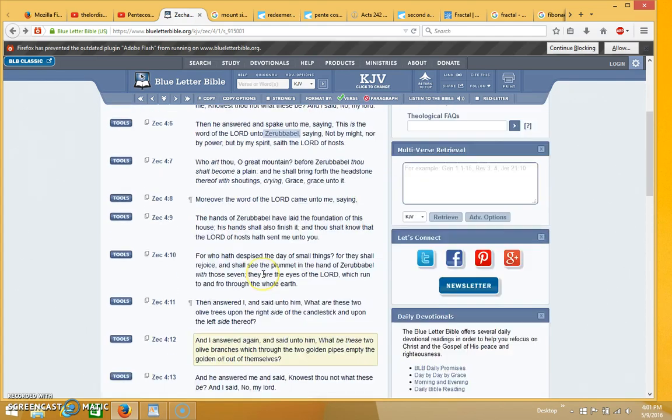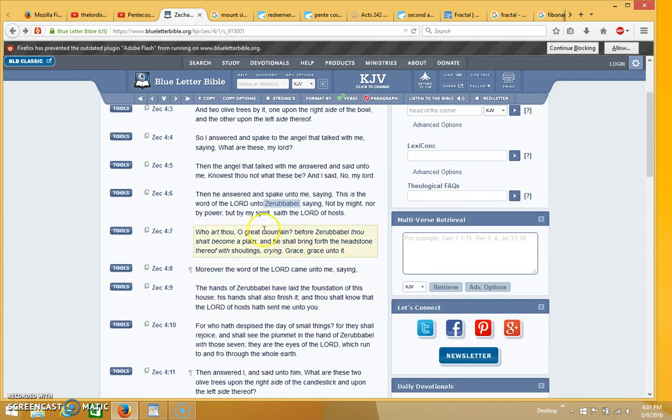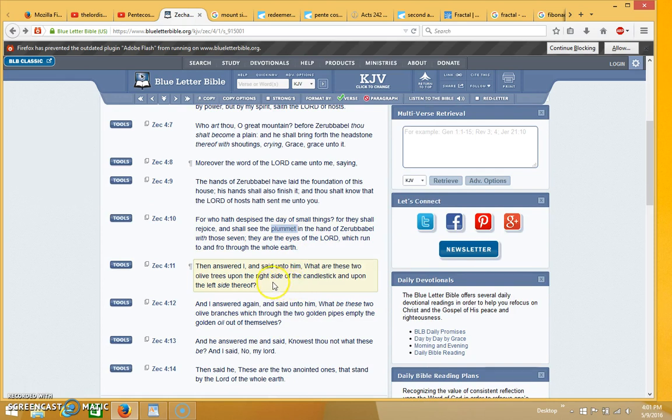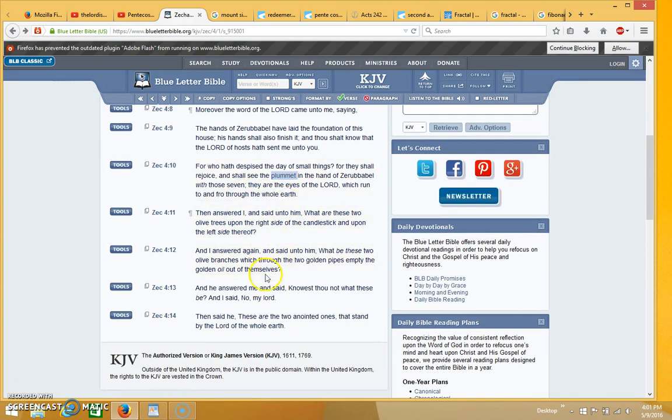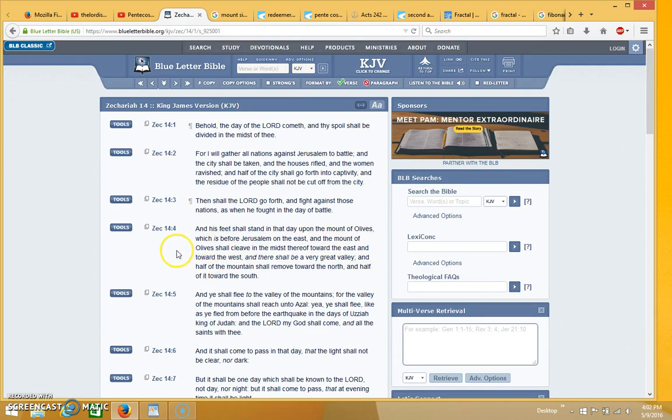The plummet line is actually, or the plummet is actually for measuring the temple. It's the headstone, but it's also over here, the plummet in the hand of Zerubbabel. It's also a measuring instrument for making a straight line down the middle. And right after measuring the temple, it talks about the two witnesses. And then when you go to Zechariah 14, you see over here in verse 4, so it makes a number 144, which I believe is significant.